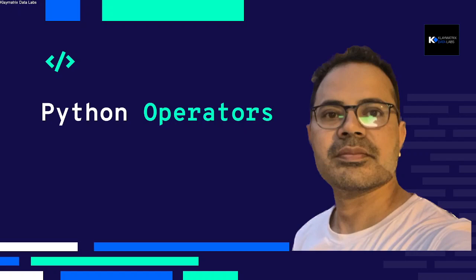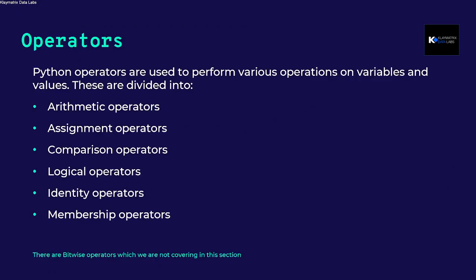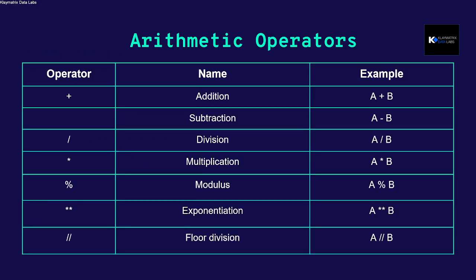This time we're going to talk about Python operators. Python operators are used to perform various operations on variables and values in a Python program. They can be broadly divided into arithmetic operators, assignment operators, comparison operators, logical operators, identity operators, and membership operators. And there is another one, bitwise operators, which we are skipping for the time being. So let's talk about the very basic type of operators, which is arithmetic operators.